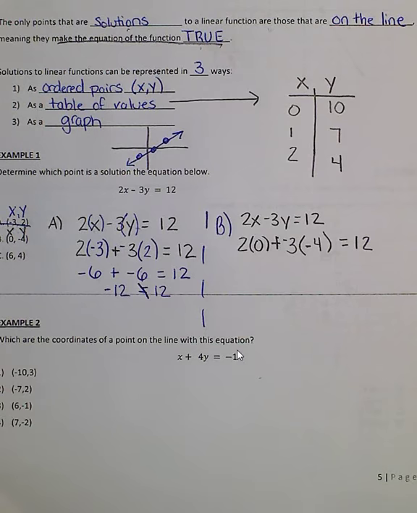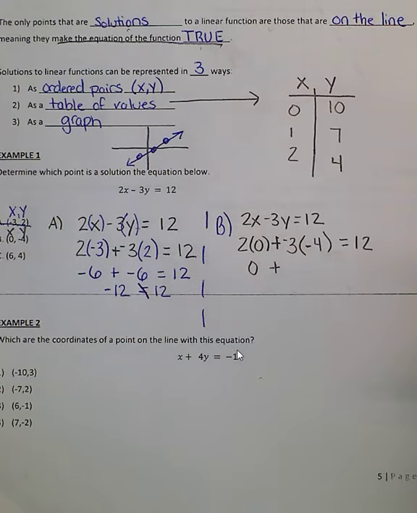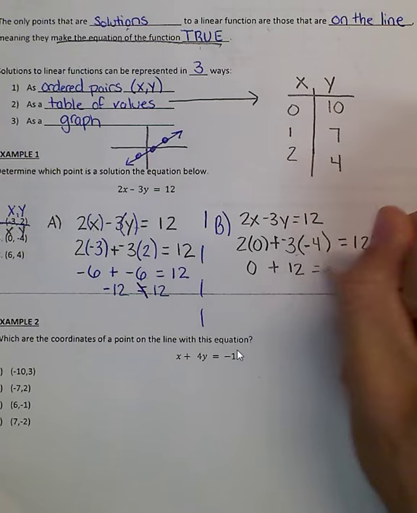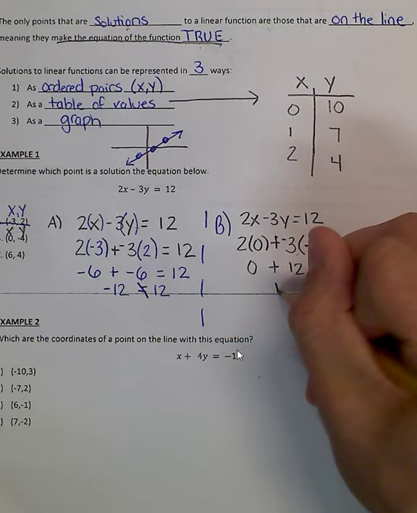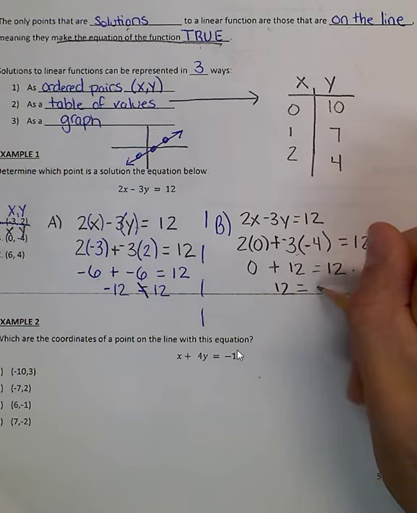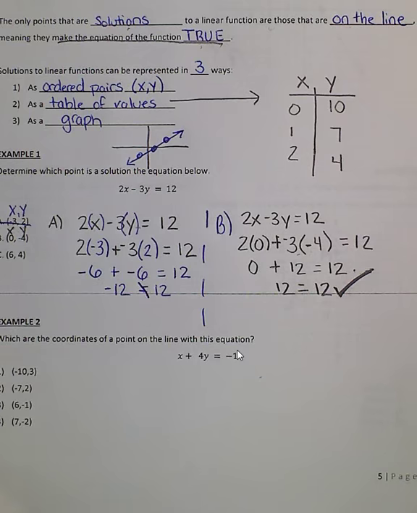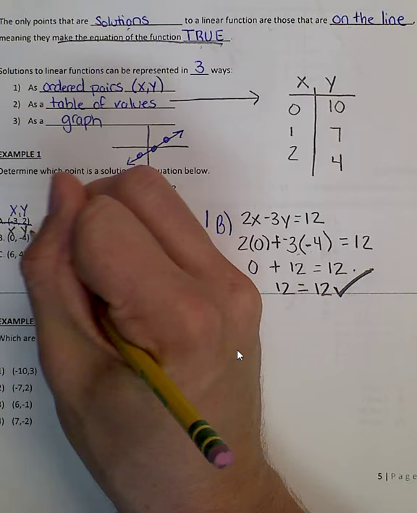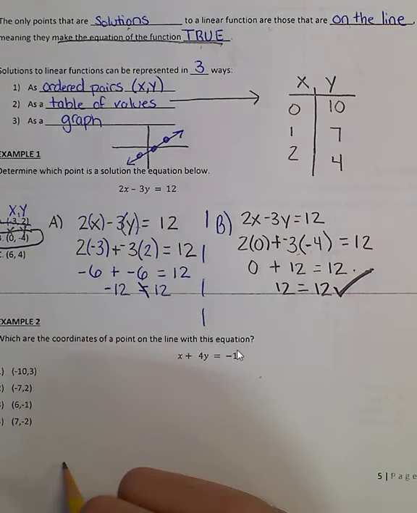And now I simplify. 2 times 0 is 0. Negative 3 times negative 4 is a positive 12. Does 0 plus 12 equal 12? Yeah, it does, right? Because 0 plus 12 is 12. 12 does equal 12. It works. So what does that mean about B, 0, negative 4? 0, negative 4 is a solution, or is the solution to this equation. I'm all set.